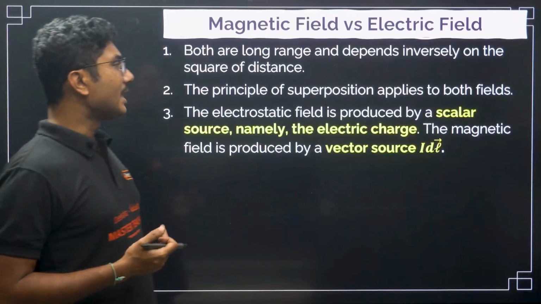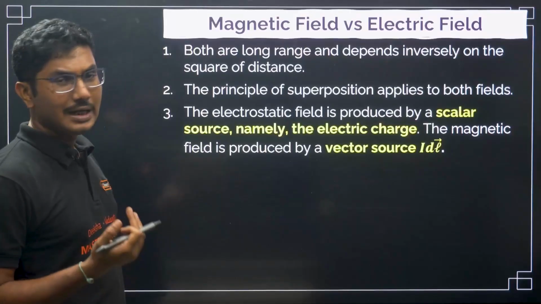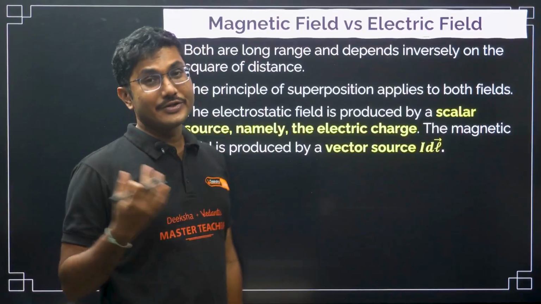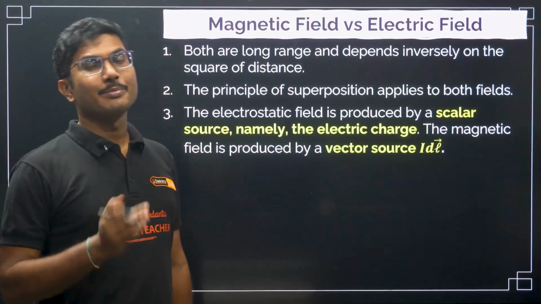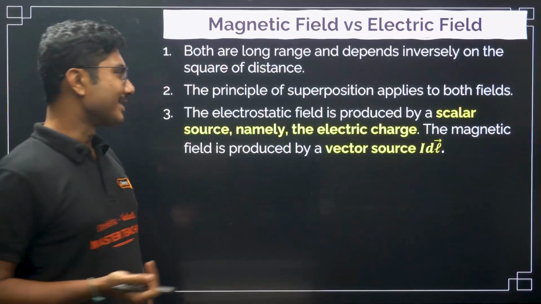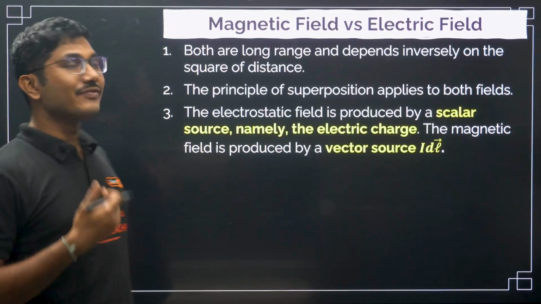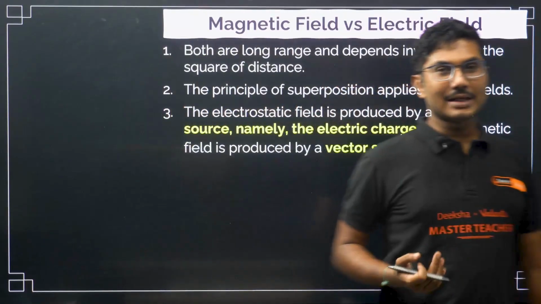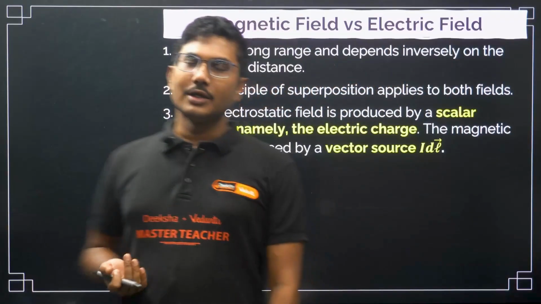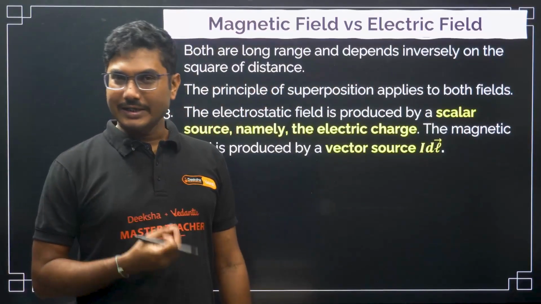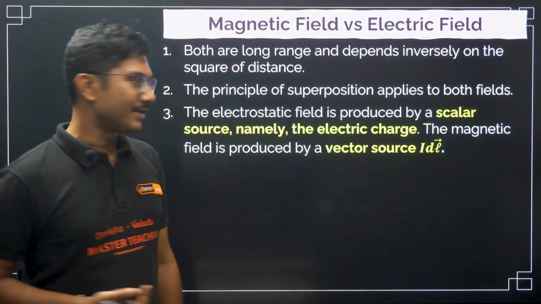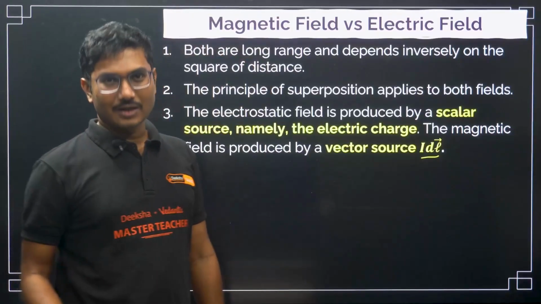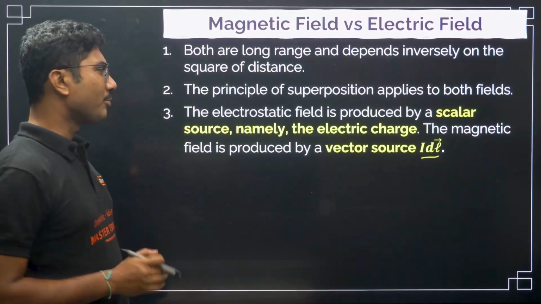The electrostatic fields are produced by a scalar source, namely a static charge. Static charge is a scalar quantity. So electric field, which is a vector quantity, is produced by a scalar quantity. Very interesting, right? The magnetic field is produced by a vector source, the current element. Generally we consider current element as the source of magnetic field. Like static charge produces electric field, a current element produces magnetic field, and it is a vector source because length dl is basically a vector quantity. Very important point to remember.